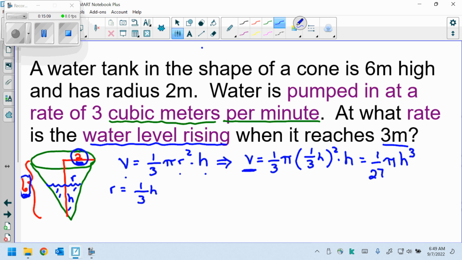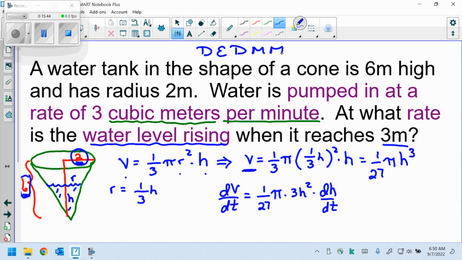So I've got my drawing, I've got my equation. It's now time to take the derivative, and the derivative of volume is going to be dV/dt. 1/27 pi, you're a coefficient, come along for the ride. Derivative of h cubed. And I've got to remember to take that derivative with respect to time. And now, the magic moment.